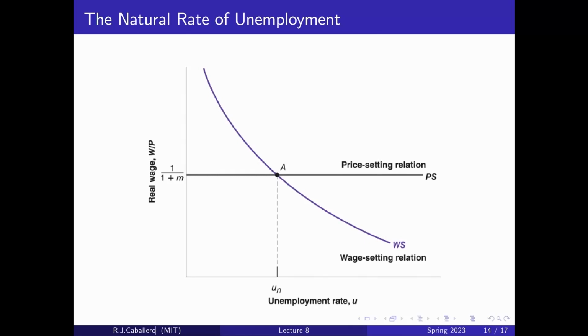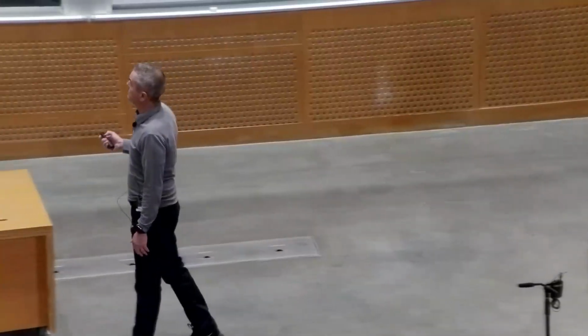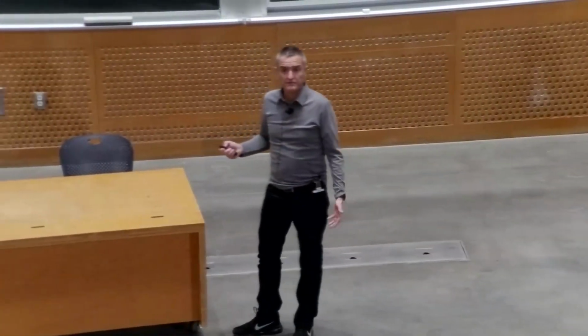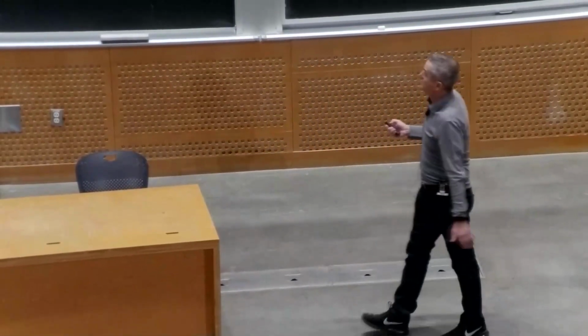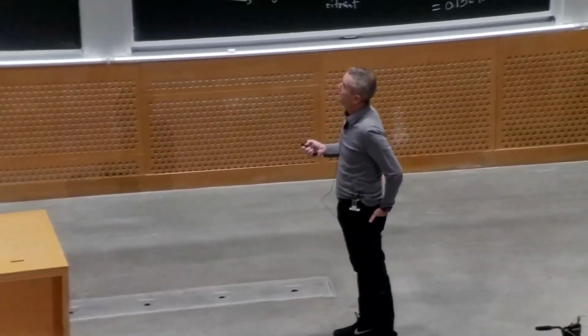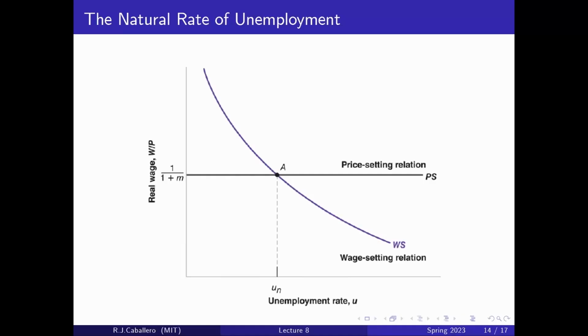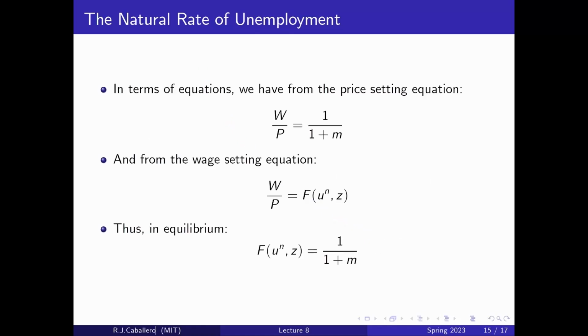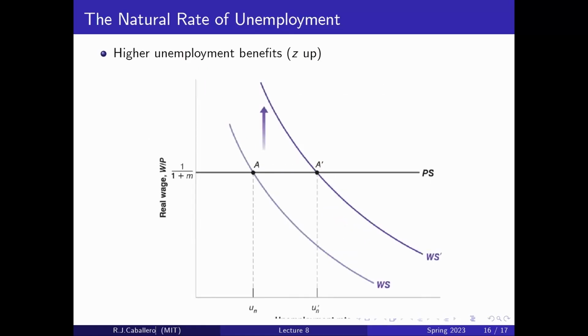Again, there is nothing natural about the natural rate of unemployment. It depends on a bunch of parameters. For example, it clearly depends on the markup. It depends on things that we took as constant here, as given here. All the things that were in Z, those are part of that. And so then we look at things that change, and that's just done with equations. We look at things that change the natural rate of unemployment.